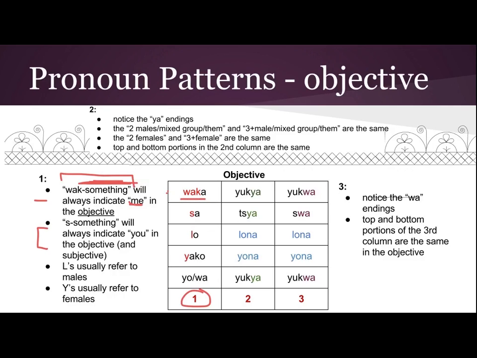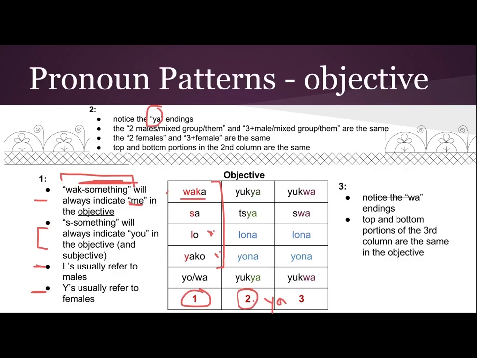S's generally reference you. That was the same for the subjective side. L's generally reference males, and Y's generally reference females. This is talking about the first column here. But be aware that they are different on the subjective and the objective side. The second column, we still have that YA ending.